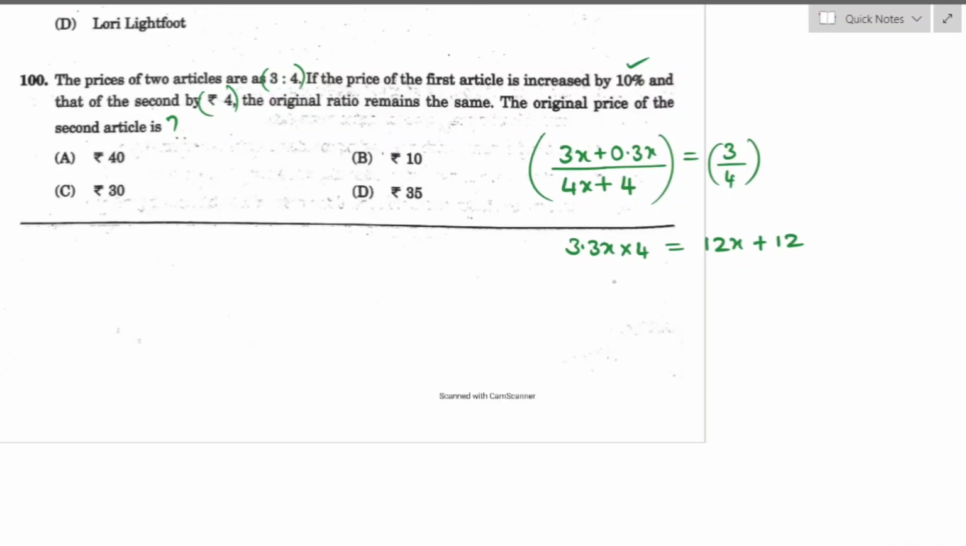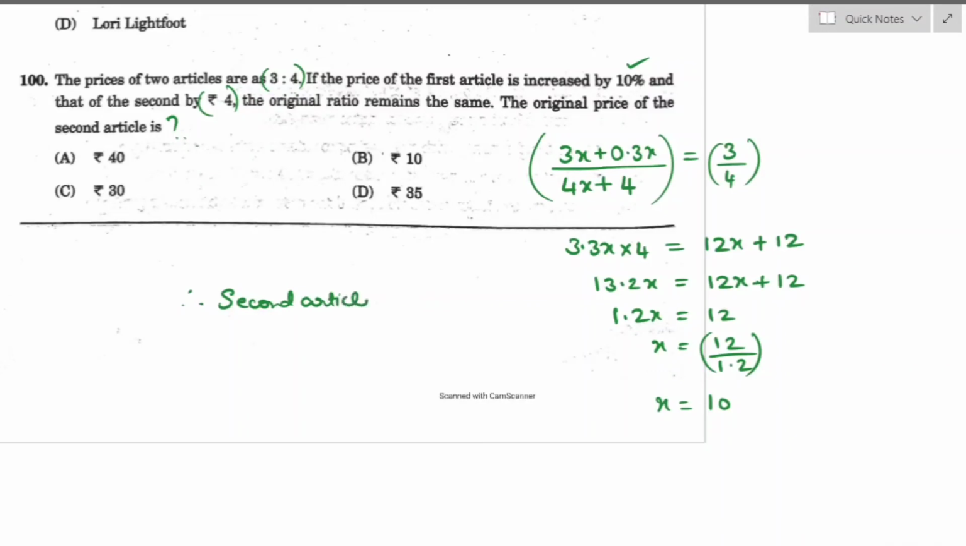So 13.2x is equal to 12x plus 12. So 1.2x is equal to 12. x is equal to 12 divided by 1.2, so x is equal to 10. So the second article price will be 4x, which means 4 into 10, so it is 40 rupees. So option A is the right answer.